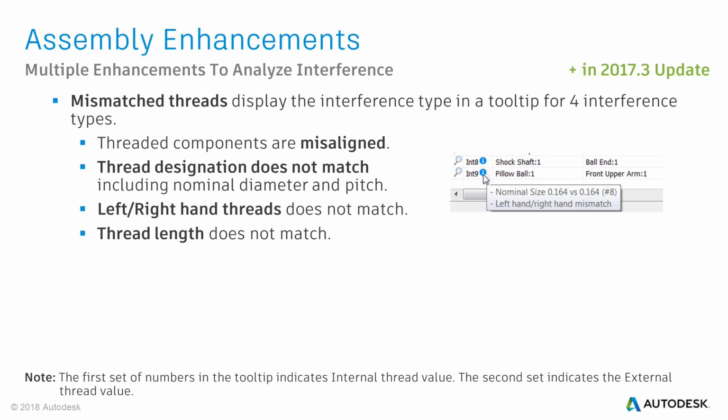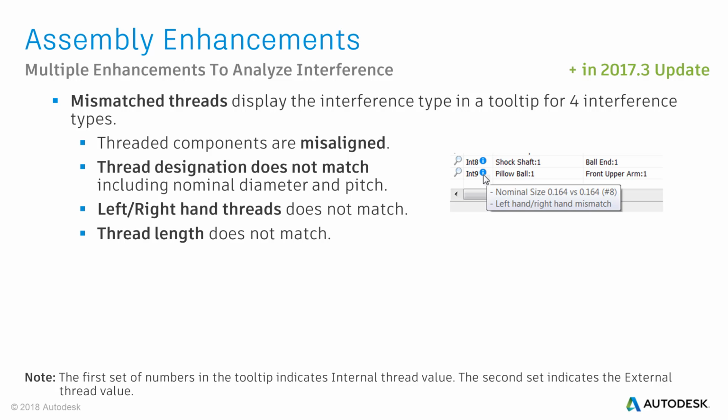Here's another favorite feature of mine. Mismatched thread interferences are now displayed. Amazing! Let's quickly run through the available interference types. Threaded components are misaligned is displayed if, for example, a screw isn't concentric to the threaded hole. In other words, the screw axis and the threaded hole axis aren't collinear to each other. Thread designation does not match occurs if the threaded hole has another thread size than the screw that was placed in the threaded hole.